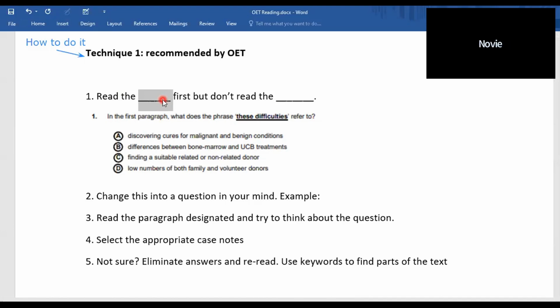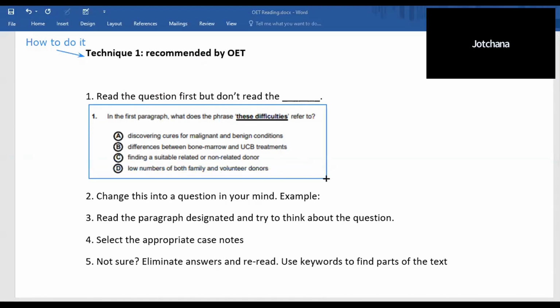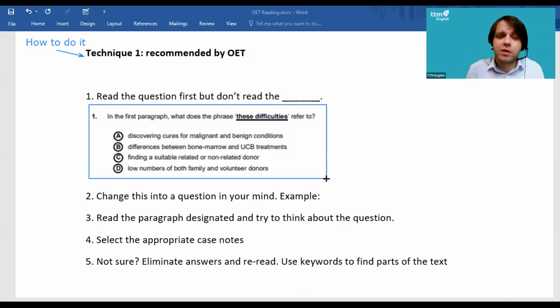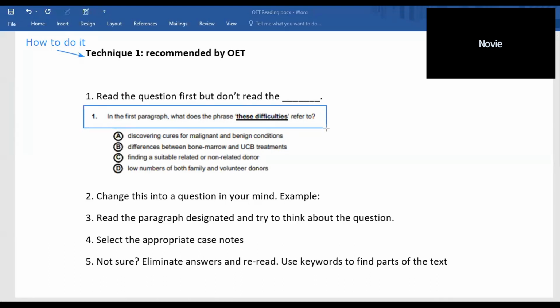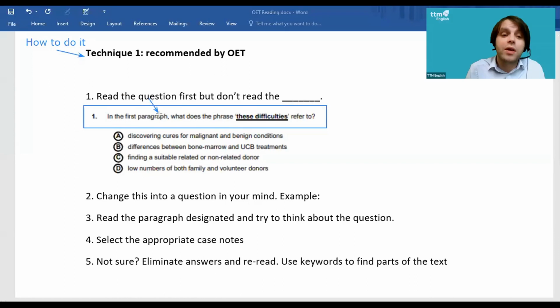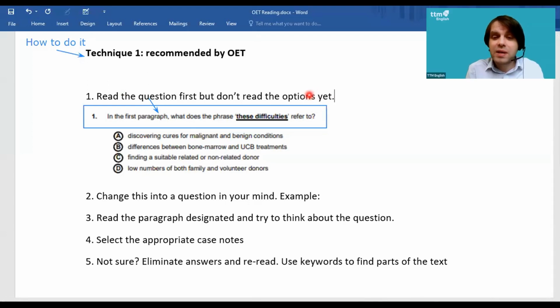What do we mean by question? What do we mean by that specifically? All of this? Just the question. Novi, just Novi for this one. Do we mean all of those here, Novi? No, just this. Yes, there you go. Alright, and then don't read the what, Novi? The answer options A, B, C. Yes. Okay.